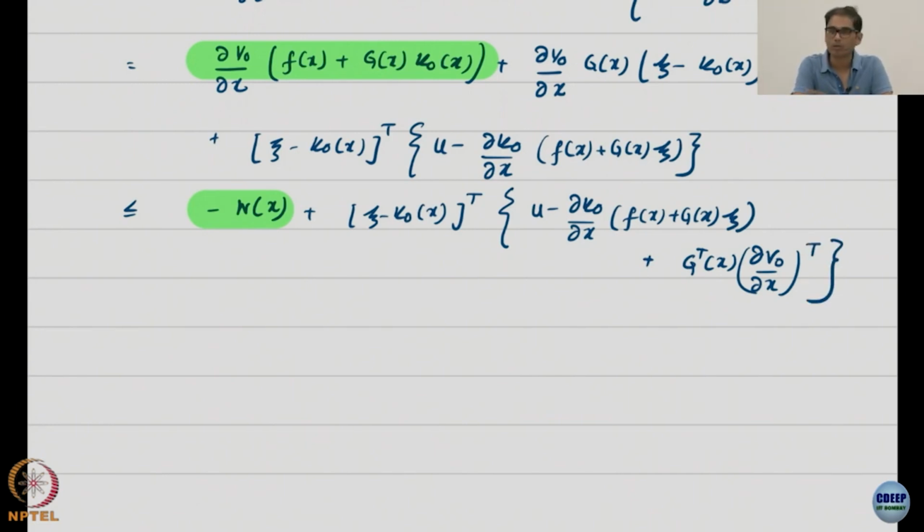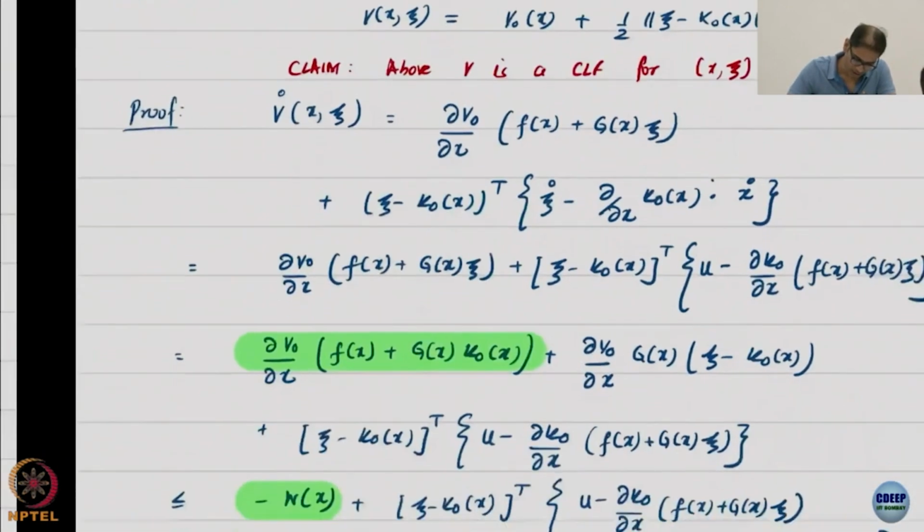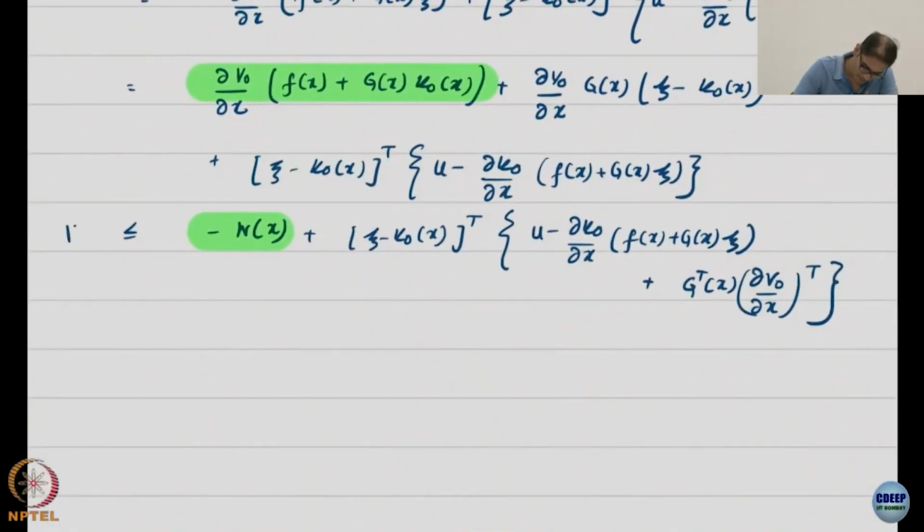Yeah, because I have just taken the transpose and it all shows up inside. So now in order to claim, let me write it again, V dot is less than or equal to this quantity. V dot is essentially what you want to prove negative definite, in some sense. Now in order to claim that this is a control Lyapunov function, what do we need?